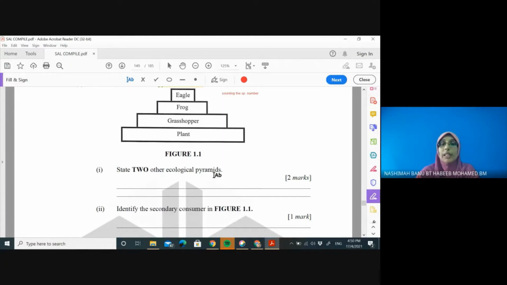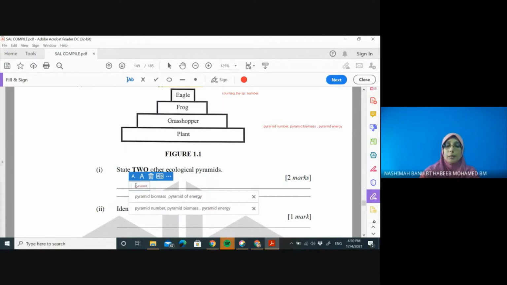If you recall back, altogether we have 3 ecological pyramids. The first one is pyramid of number. Then we have pyramid of biomass. Can you understand what I mean by biomass? We take the dry weight. And the third one is pyramid of energy. From the question, they already give you the pyramid of number, so these two will be here. Your answer will be pyramid of biomass, and the second one is pyramid of energy. Done for the first question.